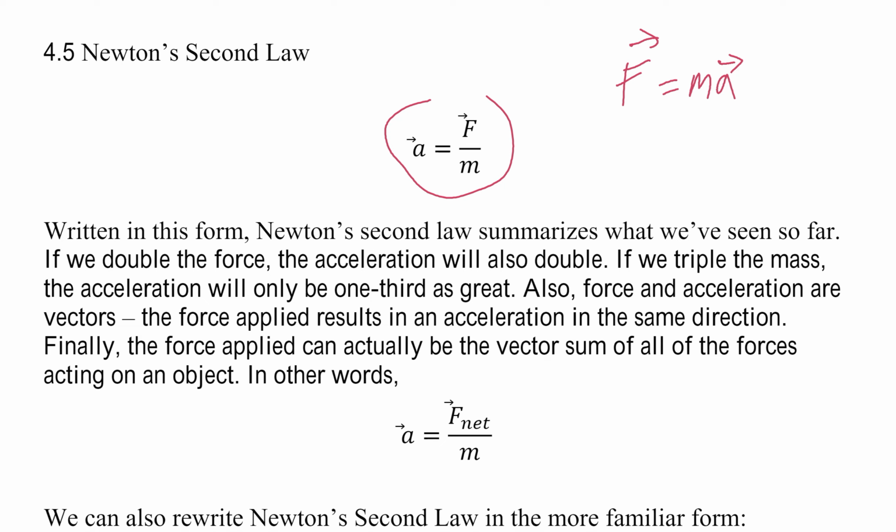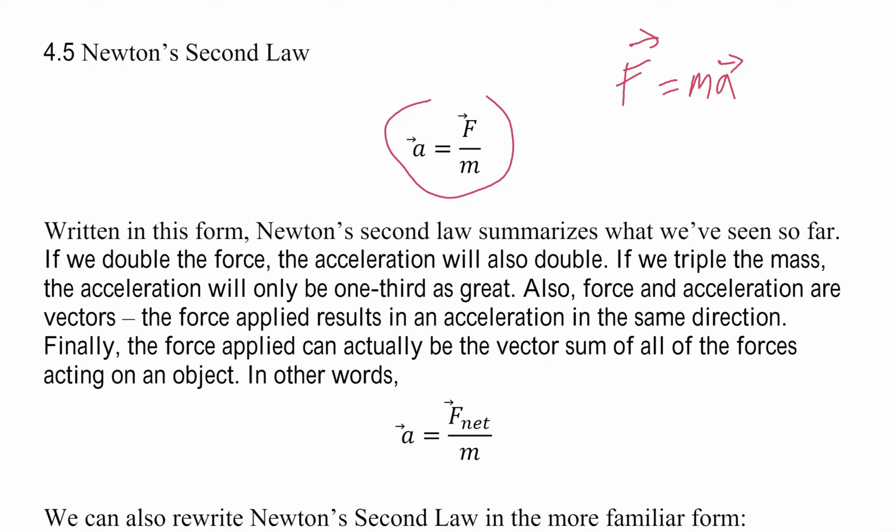So, if we double the force, the acceleration will also double. If we triple the mass, the acceleration will only be 1/3 as much as it was before. Also, the force and acceleration are vectors. The force applied results in acceleration in the same direction. That's very important. If I apply a force in a direction, the acceleration will be in that direction as well.